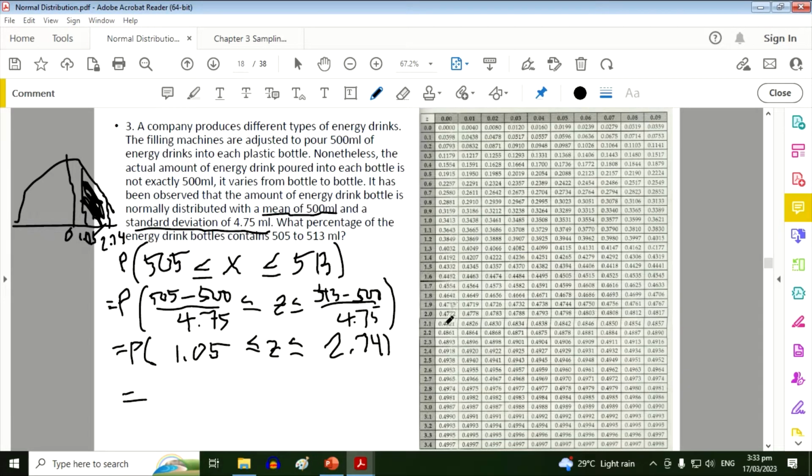So for 2.74, 2.7 is here, and 4, we have 4969. Then minus the area of 1.05. So 1.0 is here, 5 is here, so we have 3531. So let's subtract.